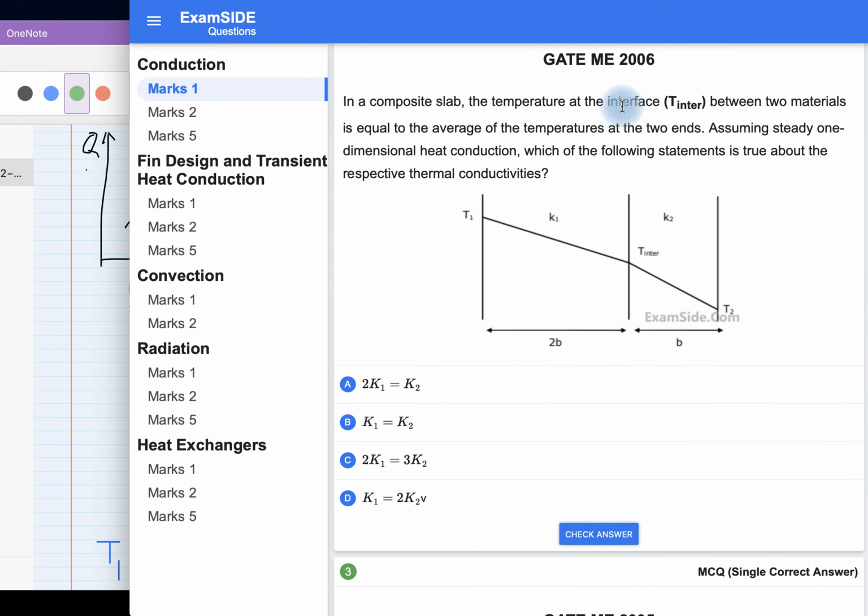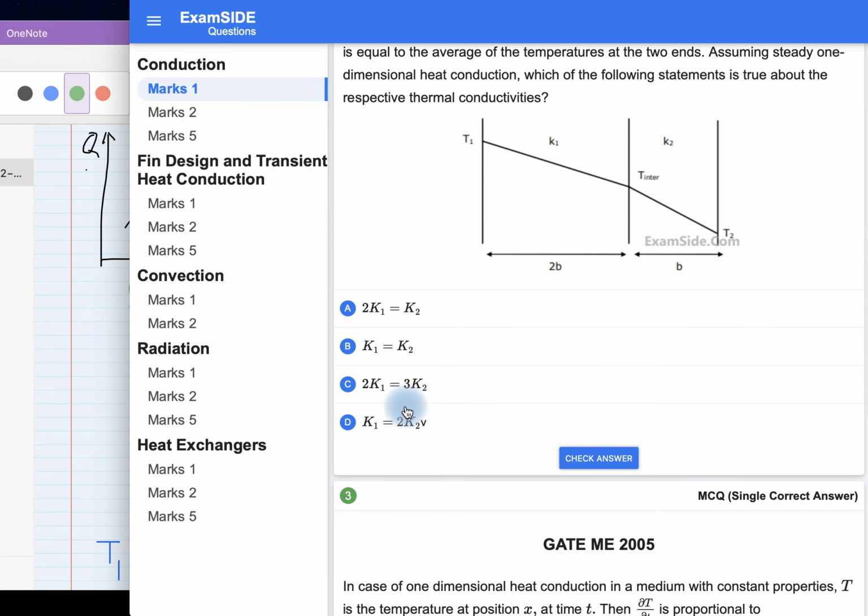In a composite slab, the temperature at the interface, so we have to calculate K1 is equal to how much of K2. So you can put the value and find out the correct answer. From here you can see one thing, because here thickness is not the same, so dT by dx will be different.